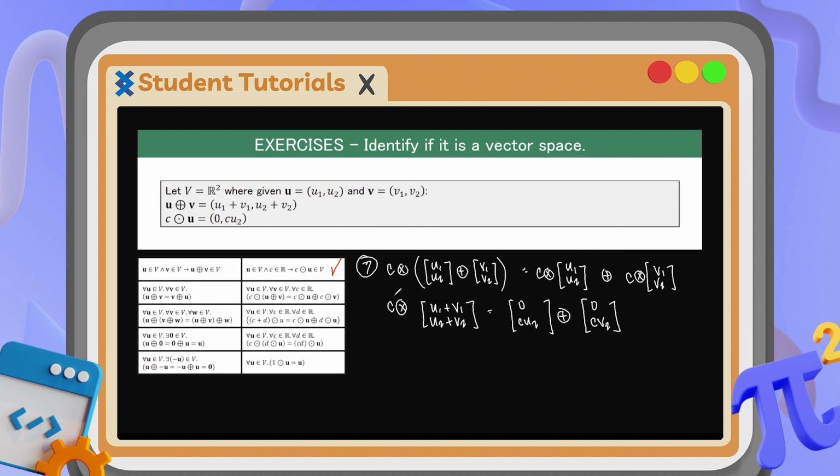Then altogether, we apply scalar multiplication and vector addition to both sides of the equation. Let's start with the left-hand side. Applying scalar multiplication to this will give us 0, followed by c multiplied by u sub 2 plus v sub 2. For the right-hand side, we add them together like so. This gives us (0, c u sub 2 plus c v sub 2).